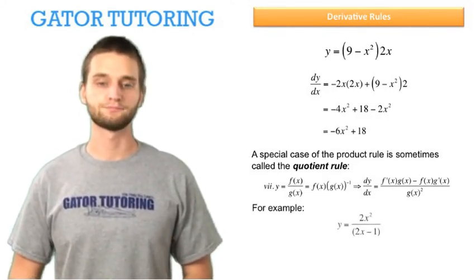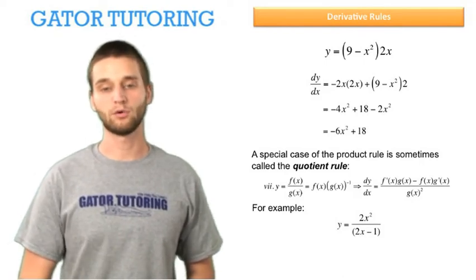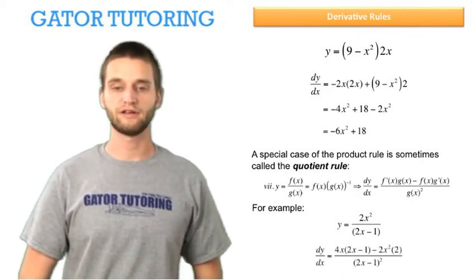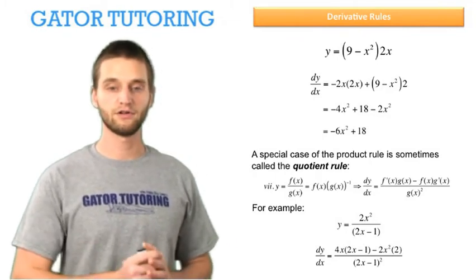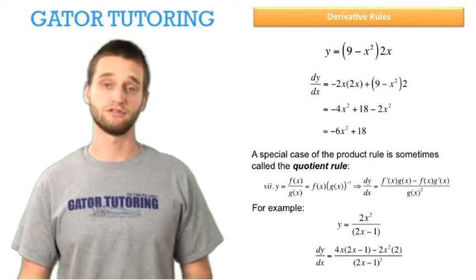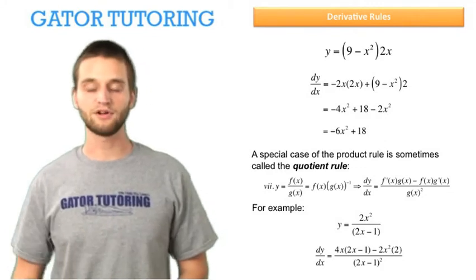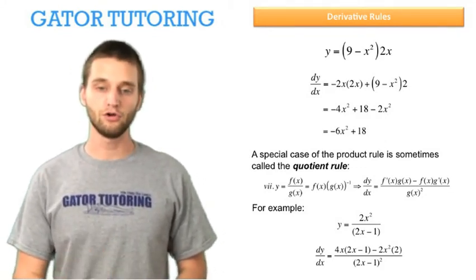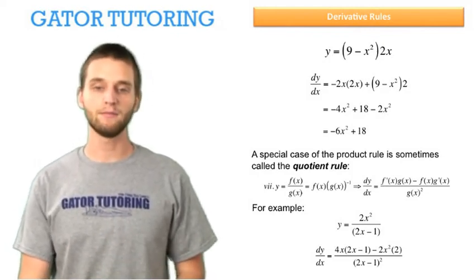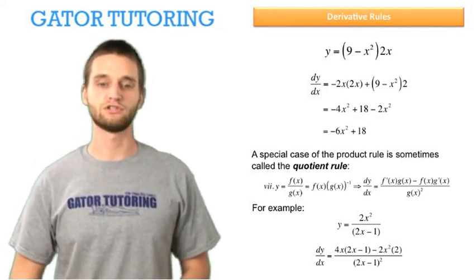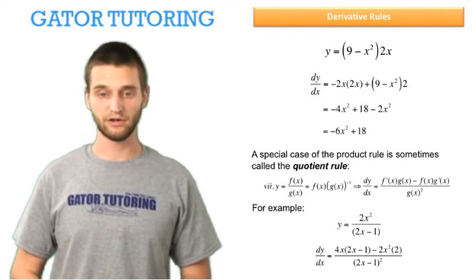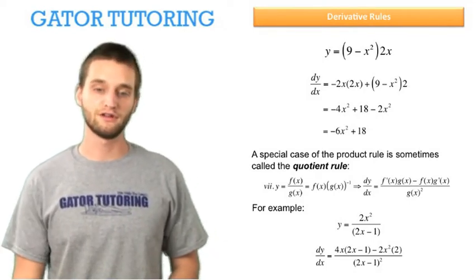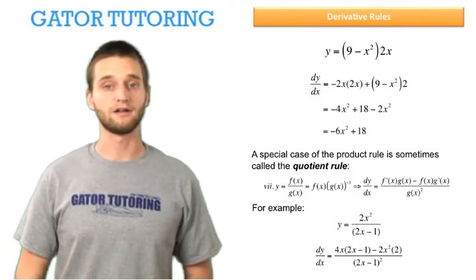For example, if y equals 2x squared over 2x minus 1, the quotient rule says we want the derivative of the numerator, 2x squared, which in this case is 4x, times the denominator, which is 2x minus 1, minus the numerator, 2x squared, times the derivative of the denominator, which is the derivative of 2x minus 1, which is just 2, and then we put that all over the denominator squared, which is 2x minus 1 squared.